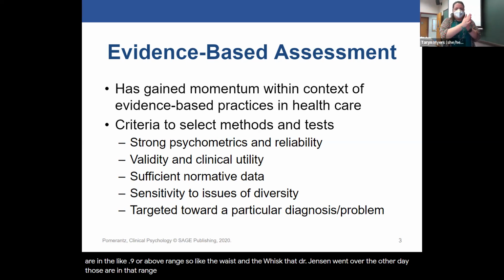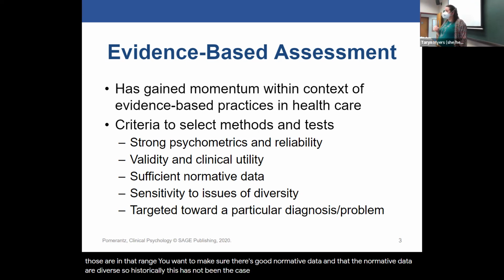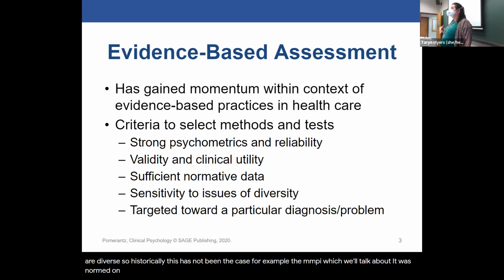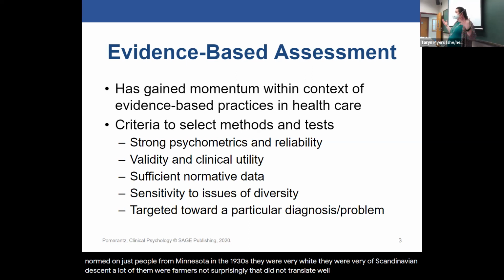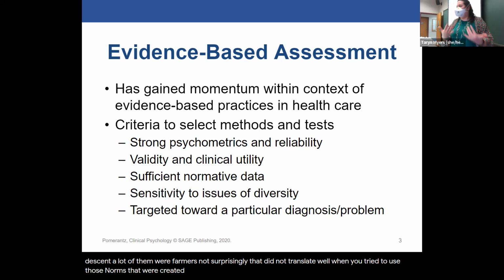And you want to make sure there's good normative data, and that the normative data are diverse. Historically, this has not been the case. For example, the MMPI, which we'll talk about, was normed on just people from Minnesota in the 1930s. They were very white. They were very of Scandinavian descent. A lot of them were farmers. Not surprisingly, that did not translate well when you tried to use those norms with the rest of the US population.